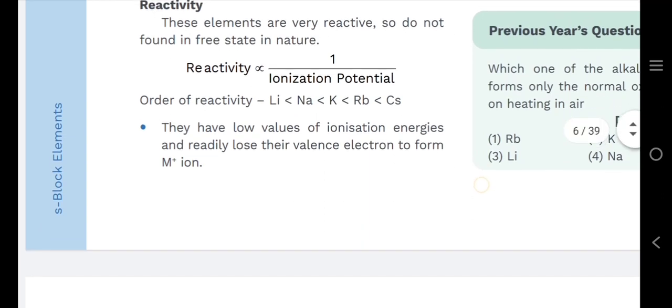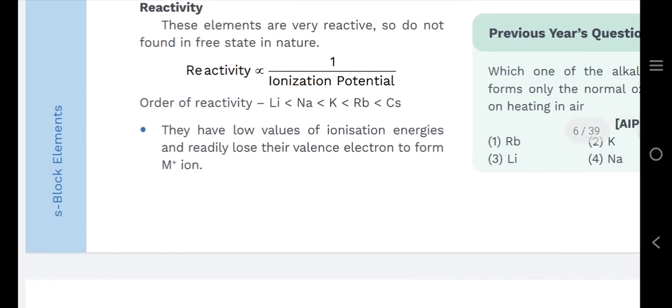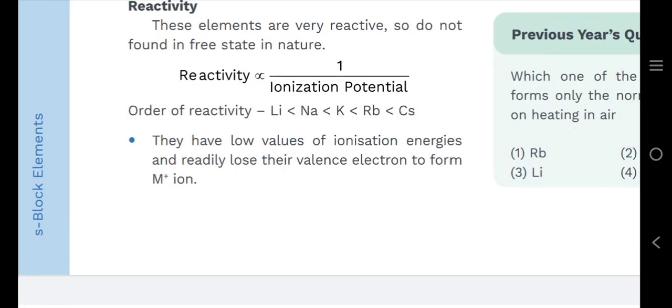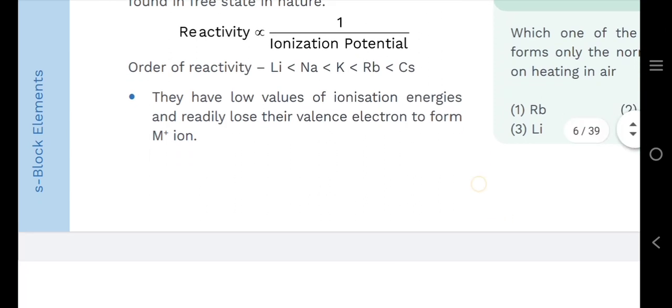Now we will discuss the reactivity of alkali metals. These elements are very reactive, so they are not found in the free state in nature. Reactivity is inversely proportional to ionization potential. The order of reactivity is: cesium is highly reactive, whereas lithium is least reactive in its group. They have low values of ionization energy and readily lose their valence electron to form metal ions.